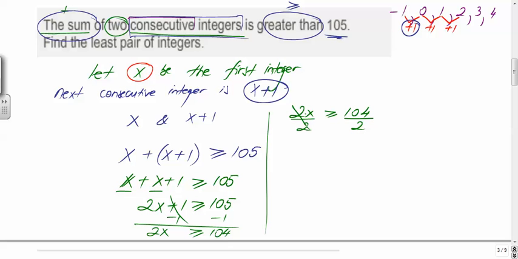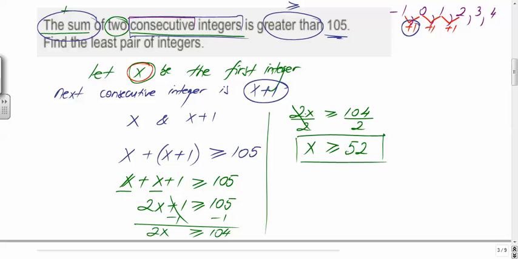2 divided by 2 is 1. X should be greater than or equal to 104 divided by 2, which is what? 2 goes into 10 five times. 2 goes into 4 two times. And now you find that your x, your first integer, has to be greater than or equal to 52.